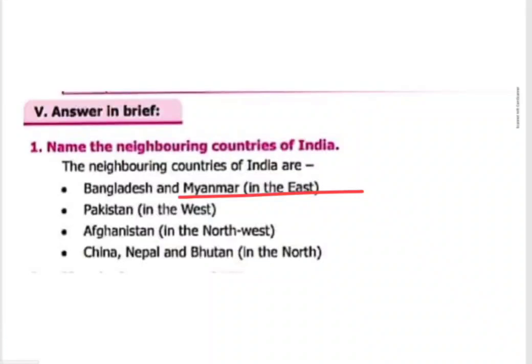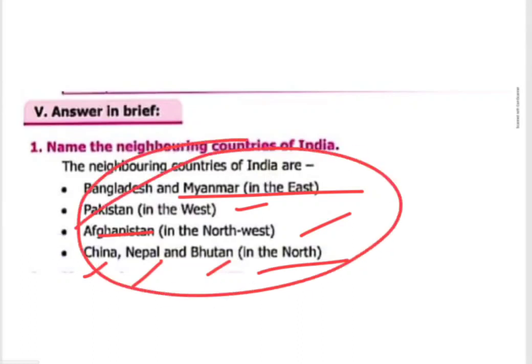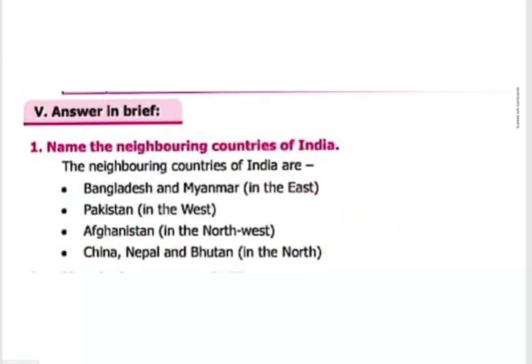In the western part of India, Pakistan is there. In the northwestern part of India, which country is there? Afghanistan is there. In the northern part of India, what are the countries? China, Nepal, Bhutan. So Bangladesh and Myanmar in the east, Pakistan in the west, Afghanistan in the northwest, and China, Nepal, Bhutan in the north. These are the neighboring countries of India.